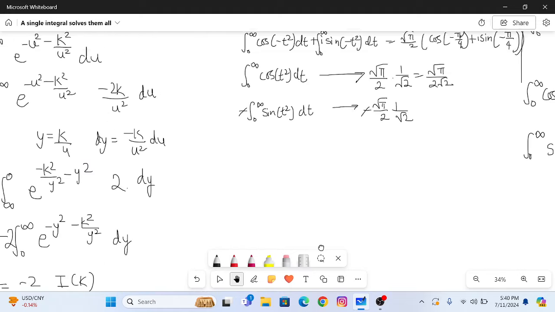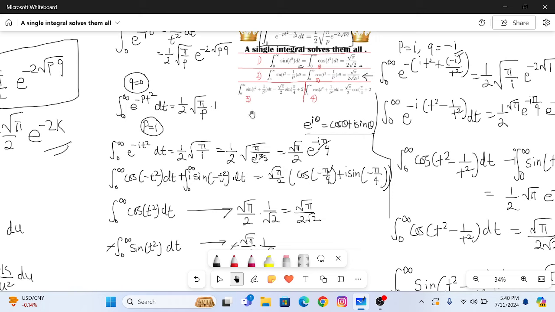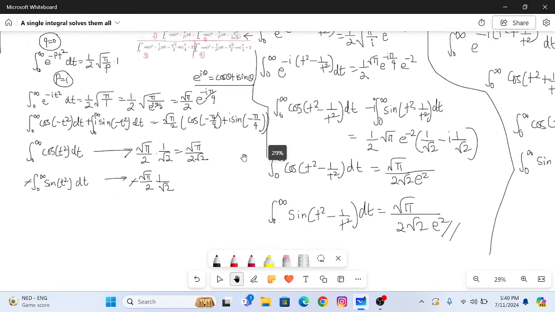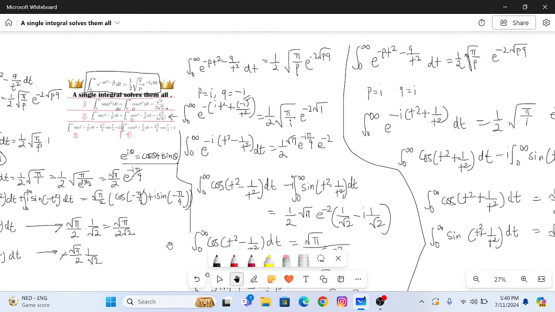So this was how we solved this integral, and using this integral, placing the values of p and q as i, as minus i, as zeros, we could see that a lot of different integrals of cos and sines could be solved. So this was it.